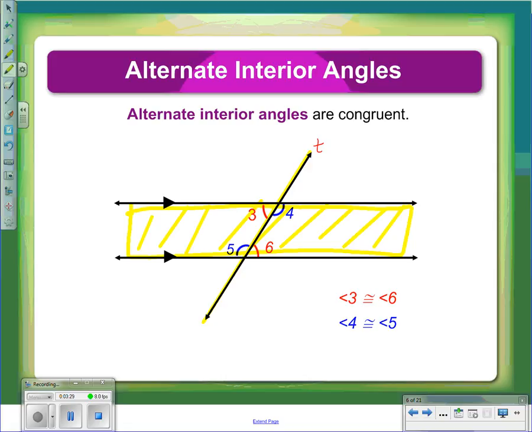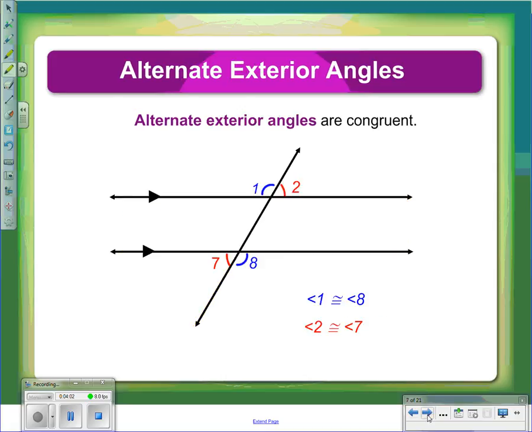Alternate meaning they are on alternate or opposite sides of the transversal itself. So angle 3 and angle 6 are on opposite sides of the transversal, but they are inside our 2 parallel lines. Angle 4 and angle 5 are on alternate sides of the transversal, but they are inside our parallel lines, and therefore they are alternate interior angles. The other thing we said was these alternate interior angles are congruent. So angle 3 is congruent to angle 6, and angle 4 is congruent to angle 5.